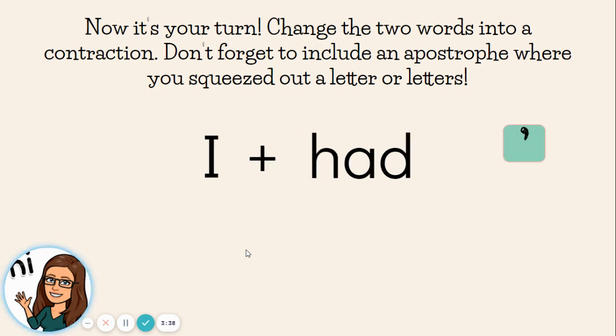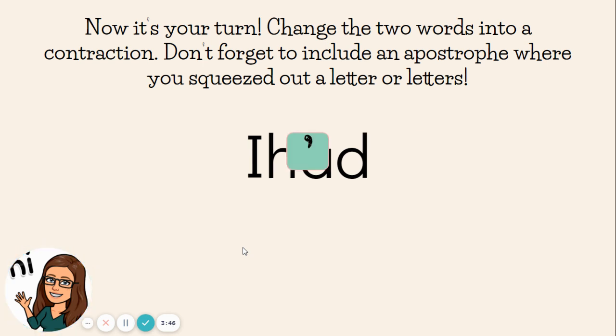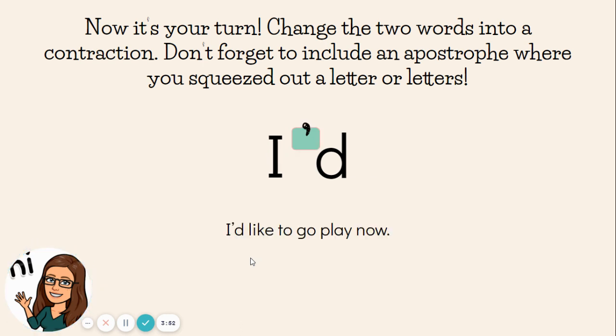Next, we have two words, I had. We want to make a contraction. Our apostrophe is taking the place of H and A. Now we have the contraction I'd. I'd like to go play now.